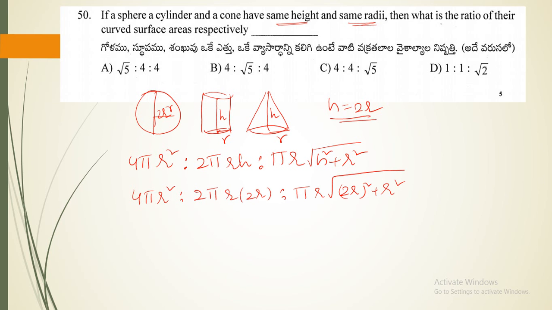Now among all these, pi I can cancel out. Next, if you observe what remains: 4r square is to, 2r into 2r, 4r square is to, here r into, (2r) whole square is 4r square plus r square, 5r square. So r square, if I take it out of the square root, can be written as r into root 5, right? So among all these, r square I can cancel, 4 is to 4 is to root 5. So the answer is 4 is to 4 is to root 5, right? So this is nothing but the solution.